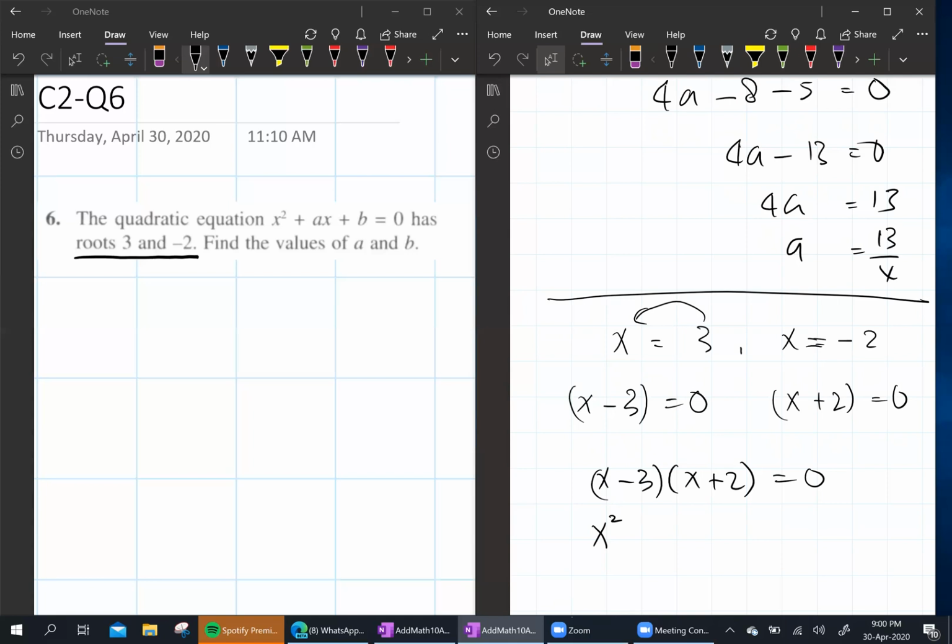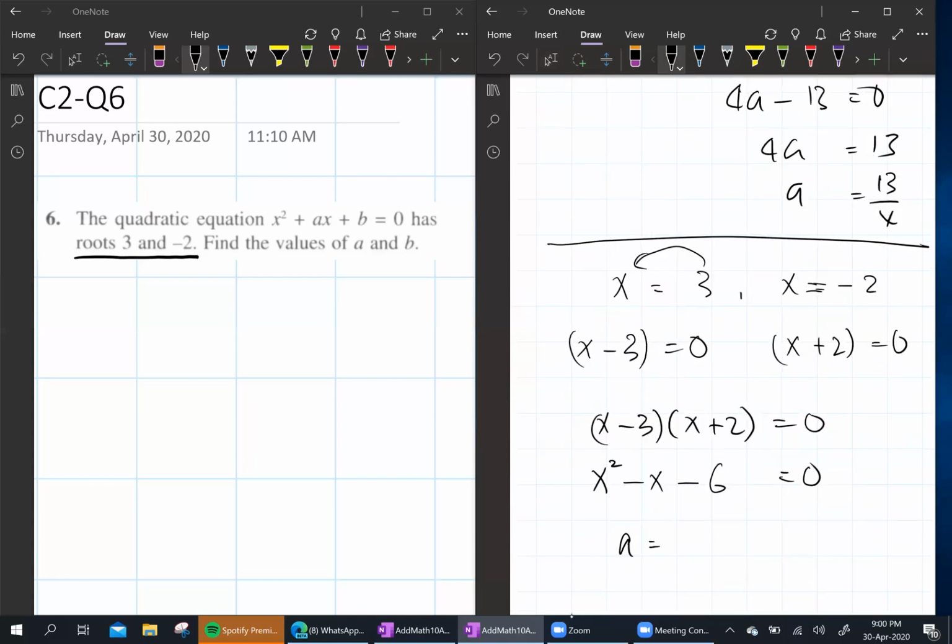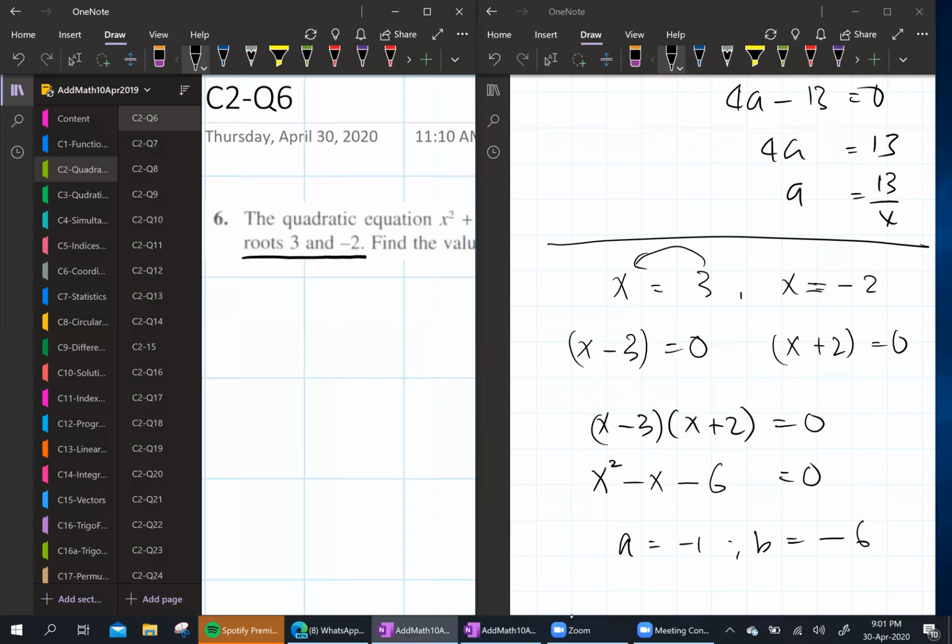My answer is x squared minus x minus 6 equals to 0. So a equals to minus 1, then b equals to minus 6. Yes, so this is the a and b. Okay, can. Question 6, then question 7.